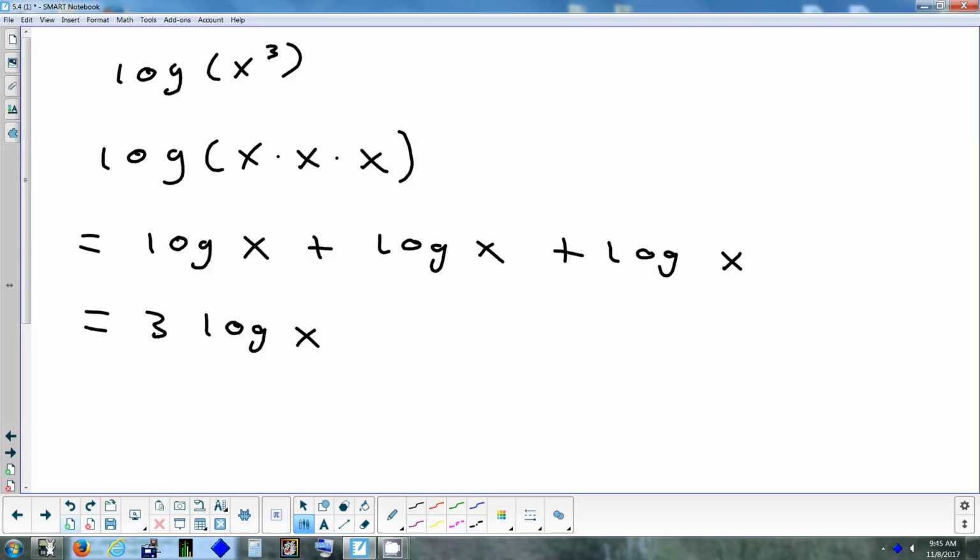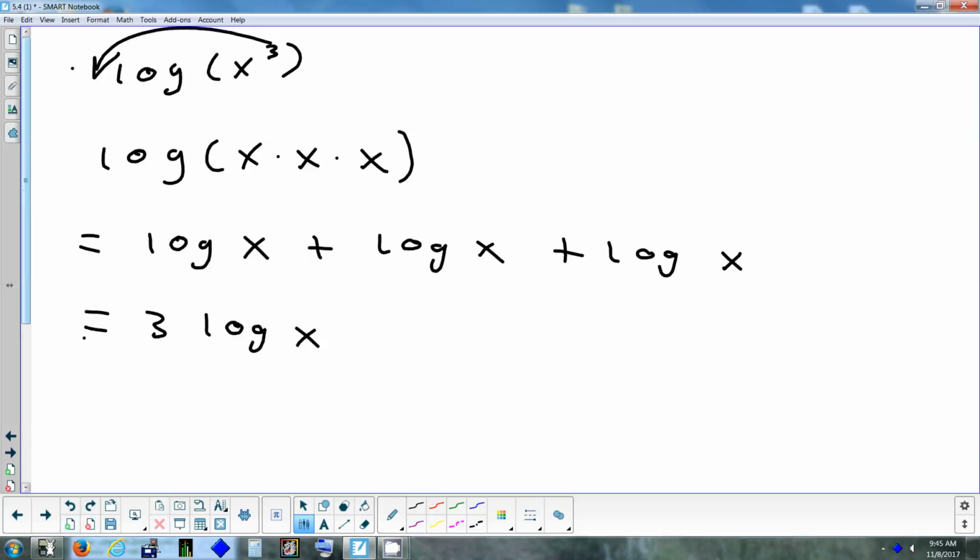3 times log of x. Okay, that's why we use multiplication. If you're going to add the same thing up over and over, that's multiplication. So that's 3 log x. Does anybody see, if you look at what we started with and what we finished with, a shortcut without having to go through the steps in the middle? Megan? We take the exponent and add it as a quotient. And that's the third rule.